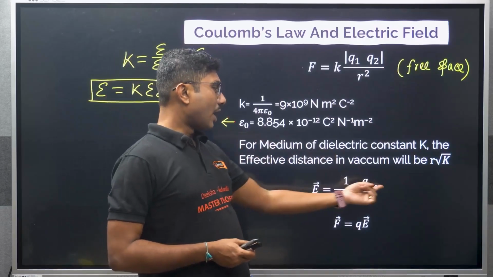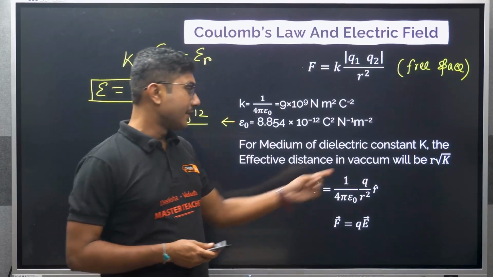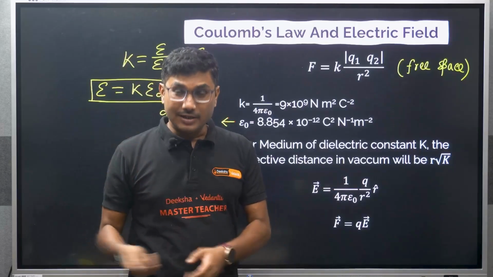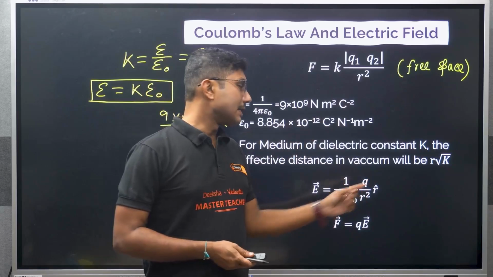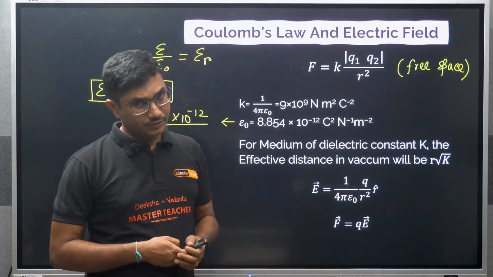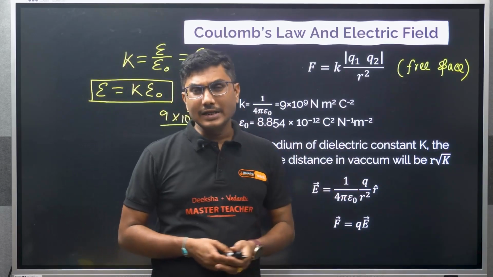R cap depends on the nature of the charge. If it is positive, then R cap is away from the charge. If it is negative, then R cap is towards the charge. That's how you can find the electric field.